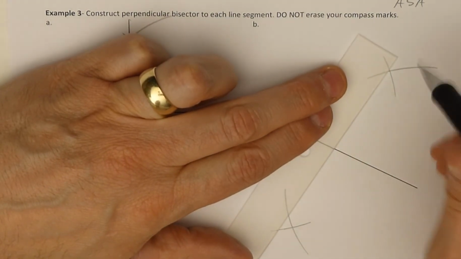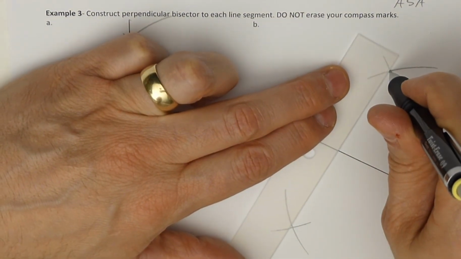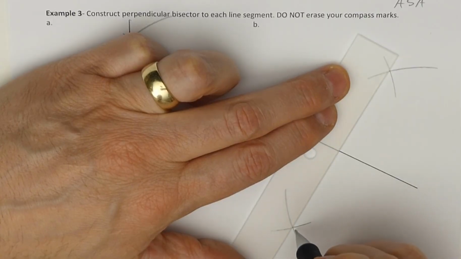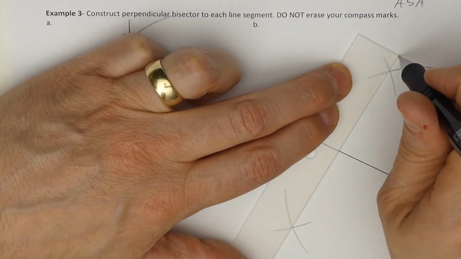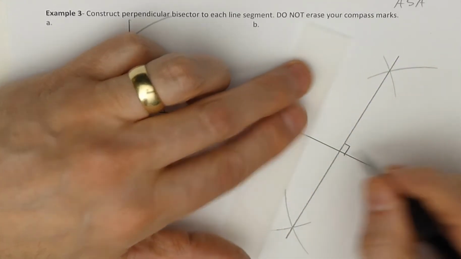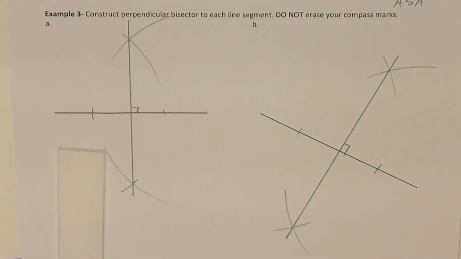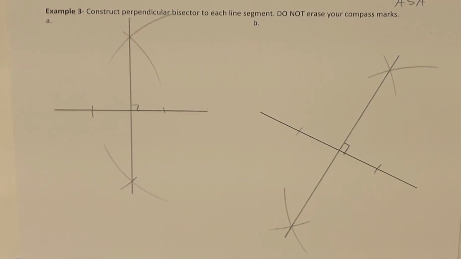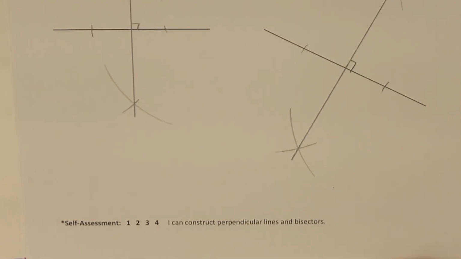So we'll come in here, I'm going to line up my pencil with that intersection. Check this intersection right here. Looks like we're in good shape. Go ahead and draw that. We're going to mark that as a right angle, and we'll indicate that those two are congruent. So go ahead and do the self-assessment on there. Can you construct perpendicular lines and bisectors? Pretty quick section. Good luck on the assignment.